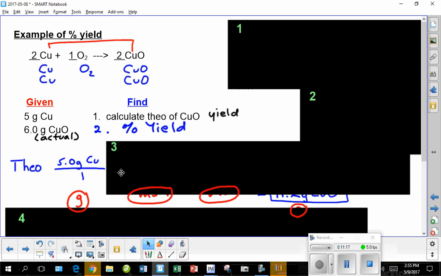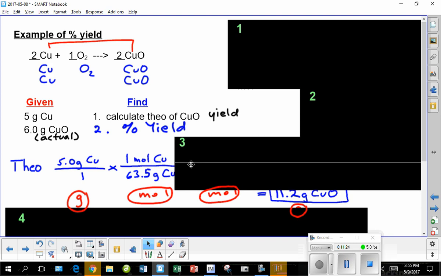Anyone? Really? Got to cancel, right? So we put the 63.5 from the periodic table on the bottom, and that gets grams to moles. Okay? When we cancel the grams here with the grams here, see, this is a ratio. And so for every 63.5 grams of copper, we have a mole of copper.